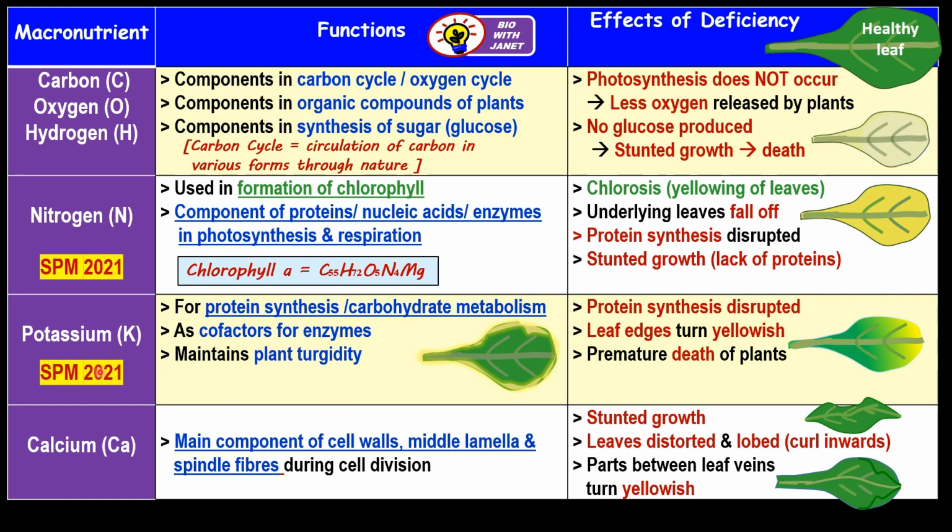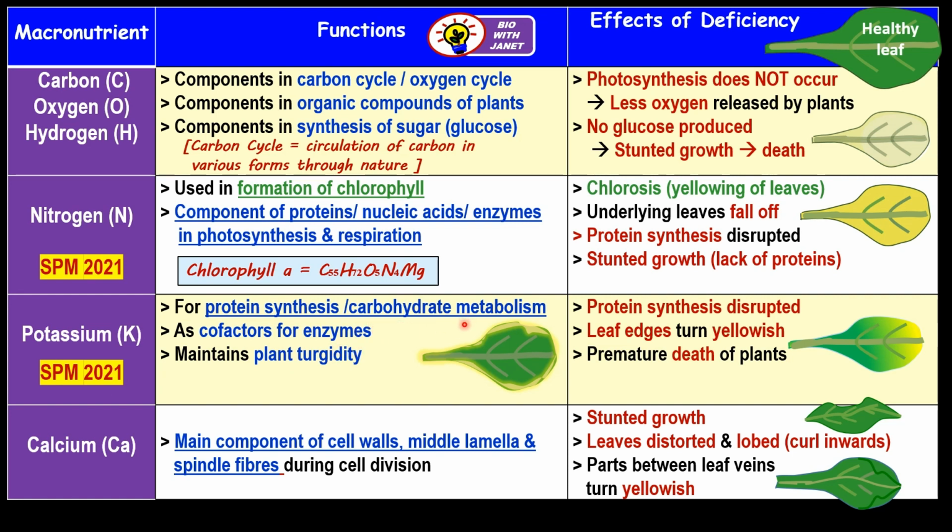So, potassium. Potassium is used for protein synthesis too, right? And carbohydrate metabolism. So nitrogen and potassium are both needed for protein synthesis. Potassium is a cofactor for enzymes and also helps to maintain plant rigidity. This came out in 2021 too, the function of potassium, for protein synthesis and carbohydrate metabolism.